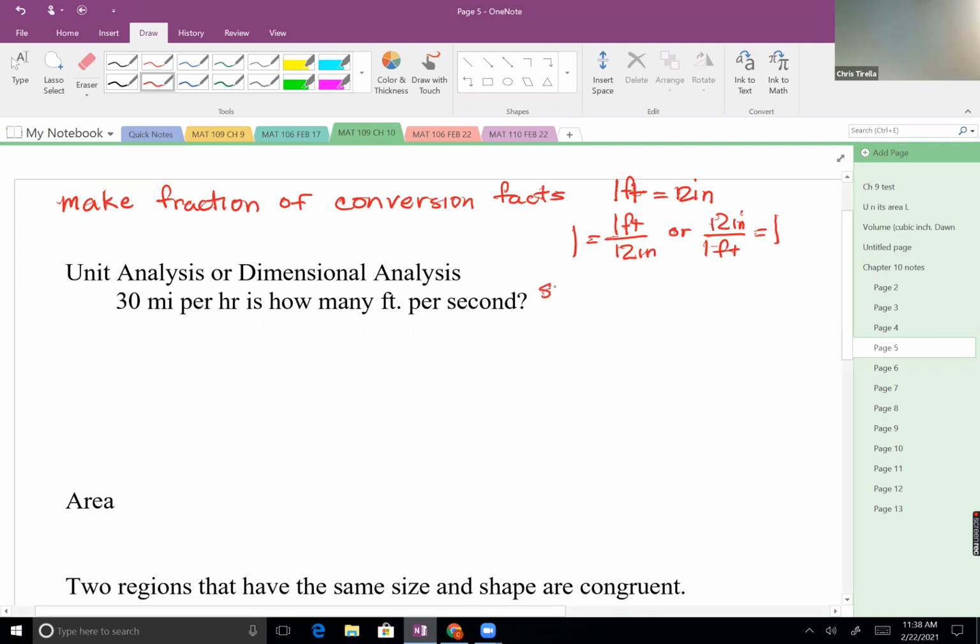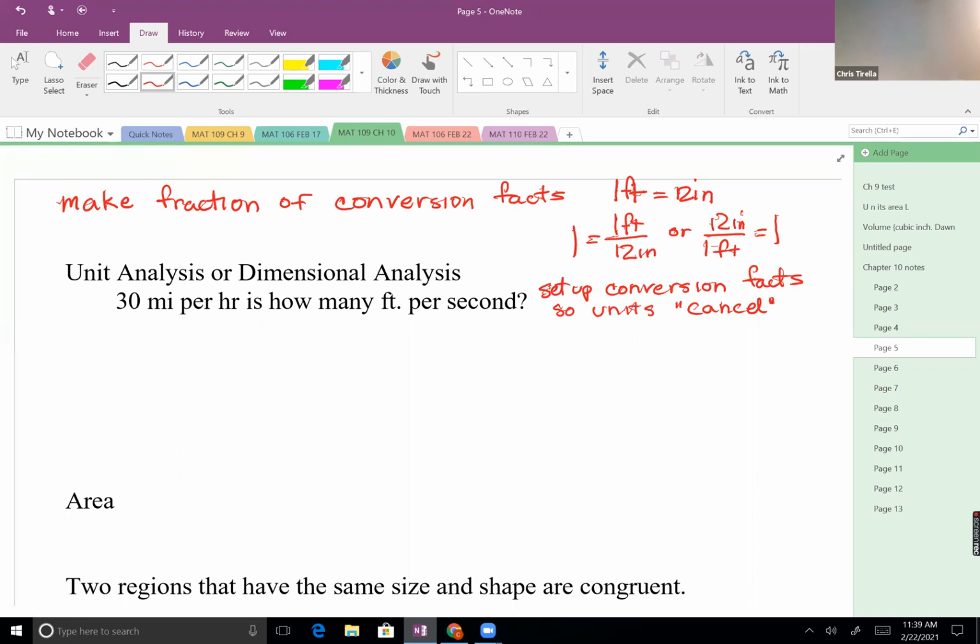And I want to set up my conversion facts so that the units, I'm going to say, cancel. And so what the heck does that mean?